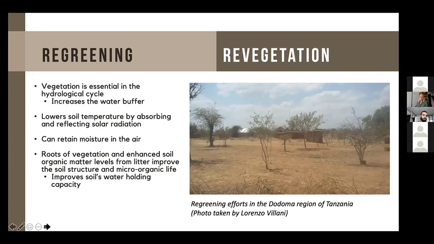Vegetation can also retain moisture, particularly in the air in the form of humidity. The roots of the vegetation and enhanced soil organic matter levels from the litter also improve the soil structure and the microbiological life that's living in there. This again determines the soil's porosity and its water holding capacity, which, as we discussed earlier a couple of times, influences the microclimate.